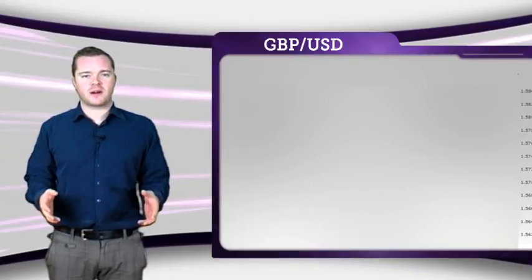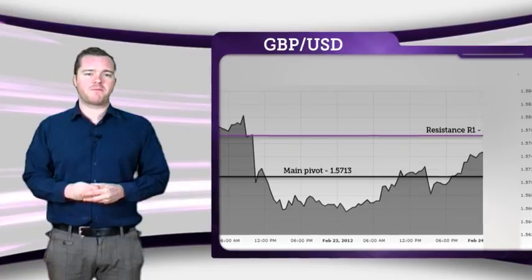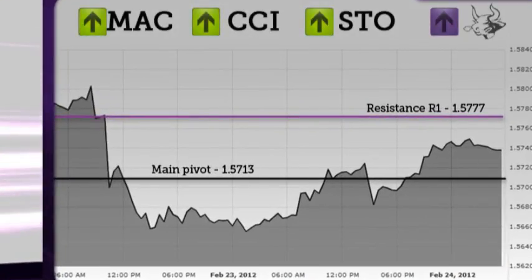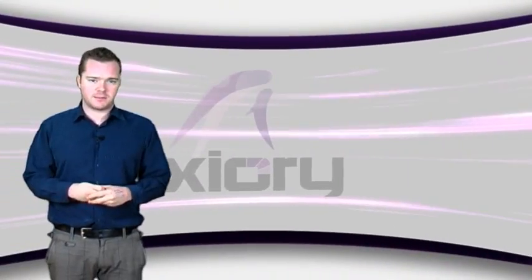Moving on to the sterling dollar outlook, if price is able to increase above main pivot and now is heading towards R1, it will probably be limited here and a decline could then be awaited and price will retest main pivot. The summary of each indicator shows a bullish trend.